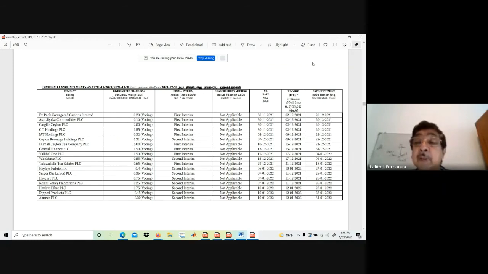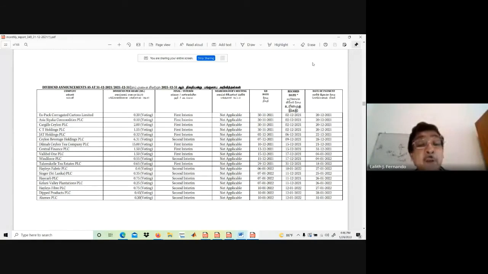That was recorded or informed on the 30th of November, and in some cases on the 15th of December. Within two or three days it is recorded as the dividend declaration date, but the payment is made on another day. Now you can see for different companies what types of dividends are being declared.